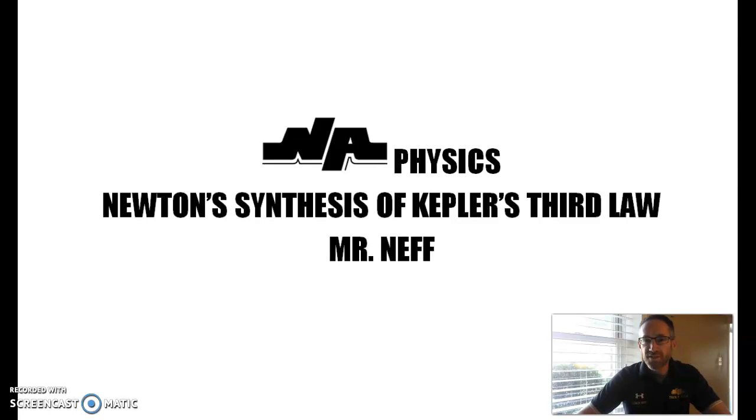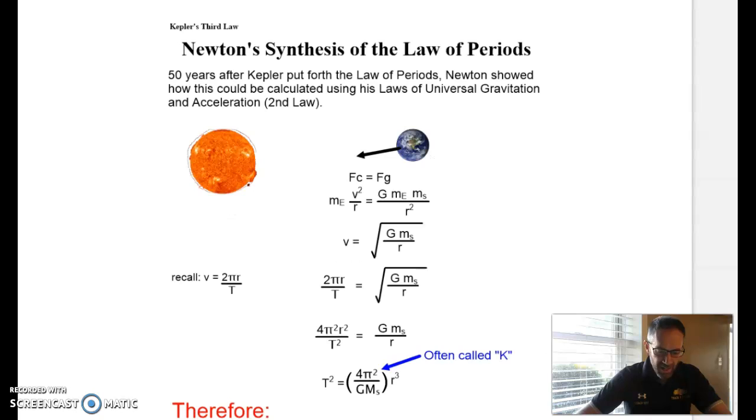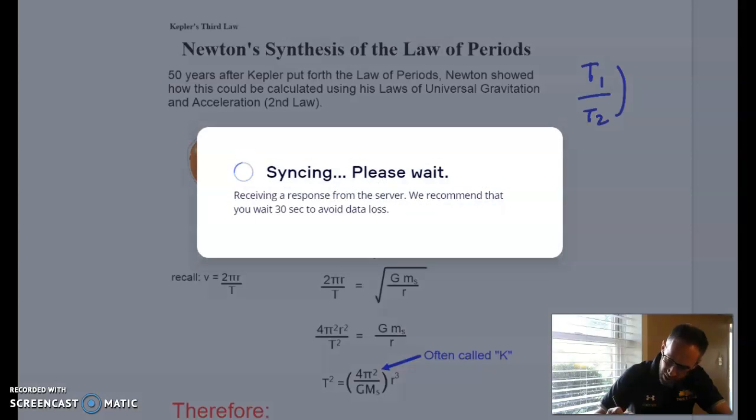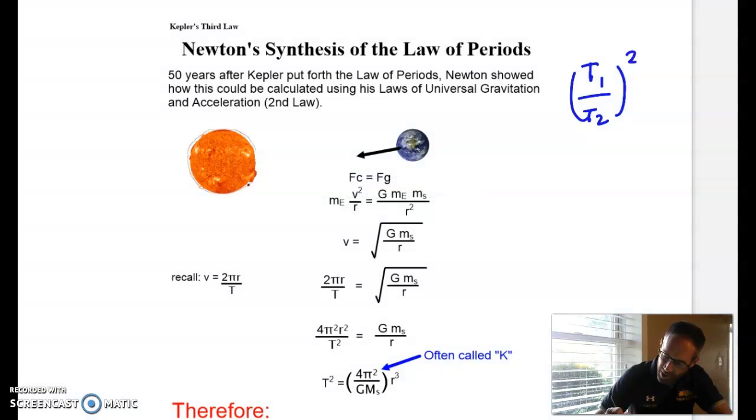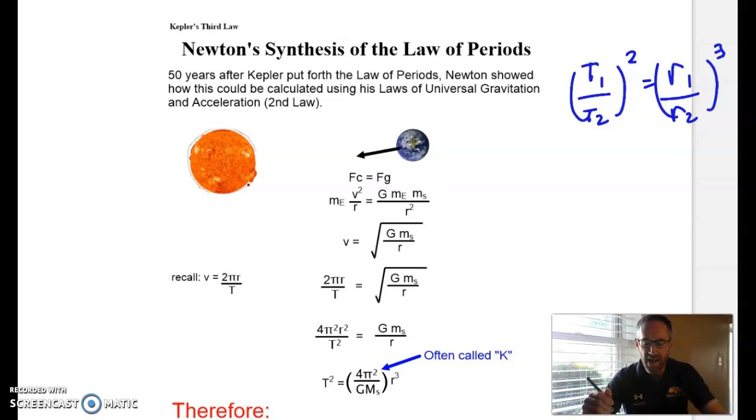Let's talk Newton's synthesis of Kepler's third law. About 50 years after Kepler put together the law of periods, remember that's the one where the period of 1 over the period of 2, quantity squared, equals the radius of 1 over the radius of 2, quantity cubed. About 50 years after that, Newton showed that you could do this with just knowing the mass of the thing that you're orbiting and the universal gravitational constant.